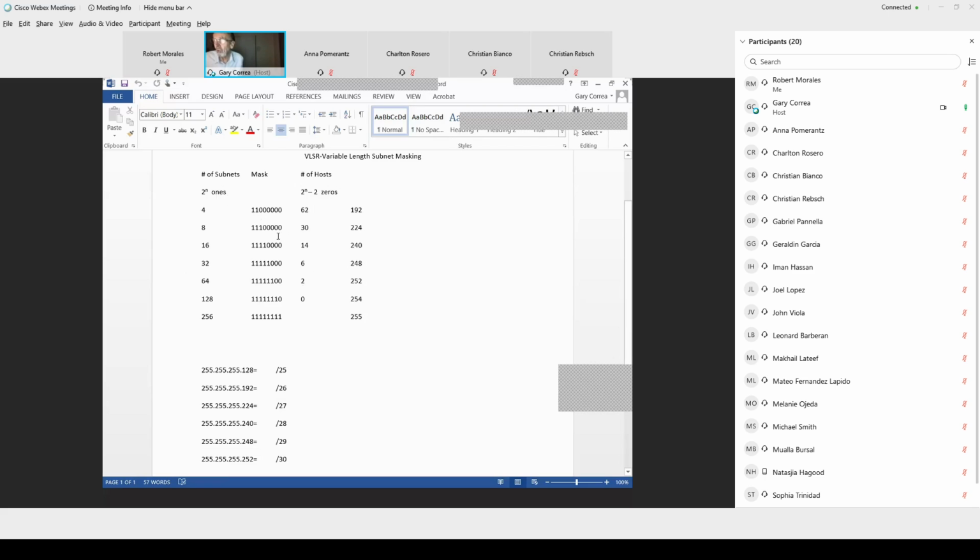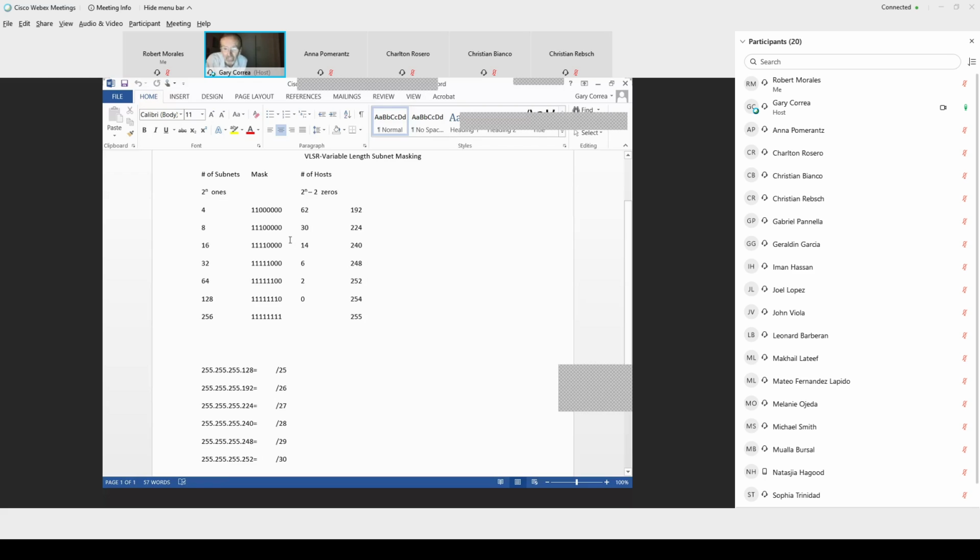What do I have here? 1, 2, 3, 4, 5 zeros. What's 2 to the 5th power? 2 to the 5th power is 32, but I've got to subtract 2 to give me 30. Here's my favorite one. I've got 4 ones. What's 2 to the 4th? 16. That's the number of subnets. Well, I've also got 4 zeros. What's 2 to the 4th power? 16. But in this case, I've got to subtract 2 to give me 14. Now, why do I have to subtract 2?